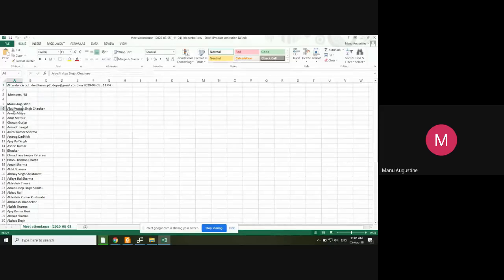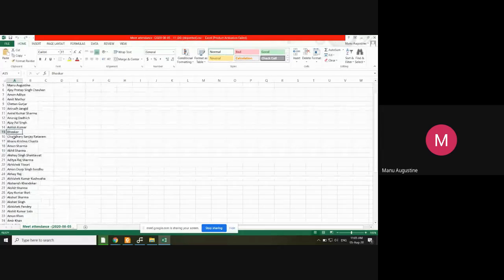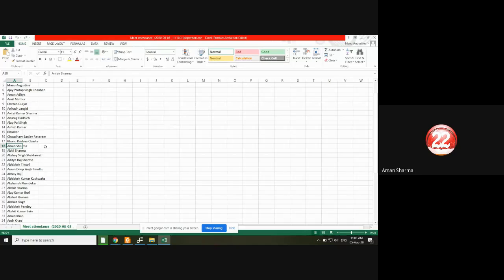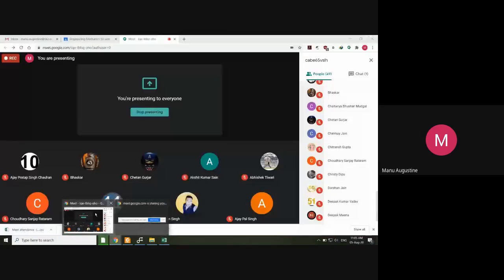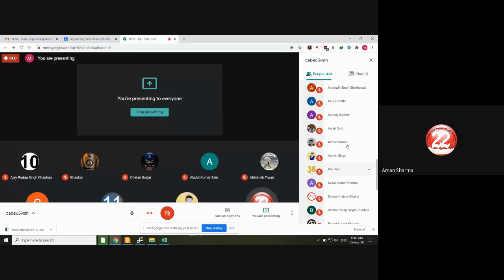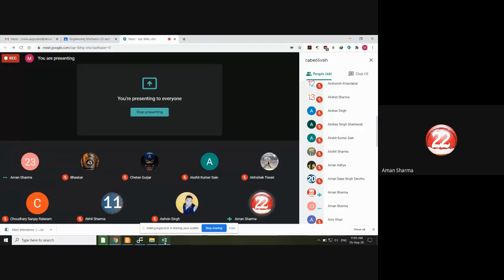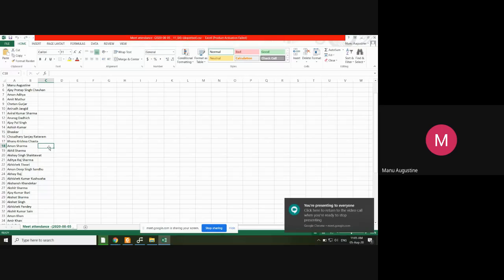Ajay Pratap, Aman Aditya, Amit Mathur, Chetan Gurjar, Anirudh, अविरल, अनुराग, अजय पाल, आशीष कुमार, भास्कर, चौधरी संजय, भानु कृष्ण, अमन शर्मा. अमन शर्मा 22-23 है क्या? यस सर, 22. 23 कहां पर है? अमन शर्मा 23 है कि नहीं है? 23 ही नहीं पता सर. यस सर, यस सर. ओके, अमन शर्मा दोनों है. दोनों है, ठीक है. लेट मी राइट इट डाउन. 22, 23. ओके.